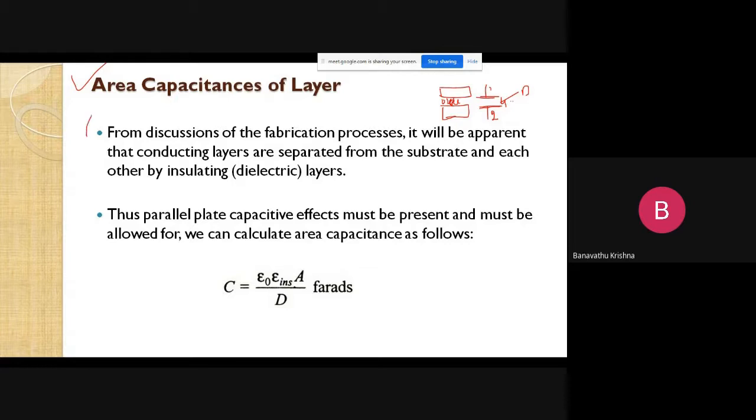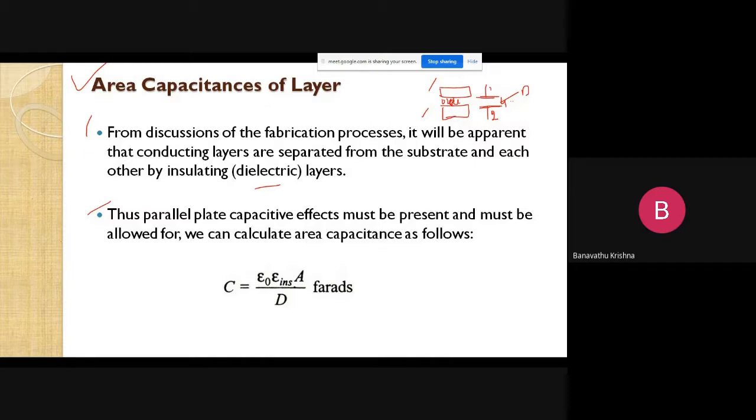Understood? The first point: from the discussion of the fabrication process, it will be apparent that conducting layers are separated from the substrate and from each other by insulating dielectric layers. This is one layer, this is another layer, and in between there is a dielectric medium. Only then will the capacitance property occur between these two layers. Next, the parallel plate capacitive effect must be present, and that allows us to calculate the area capacitance for these layers.